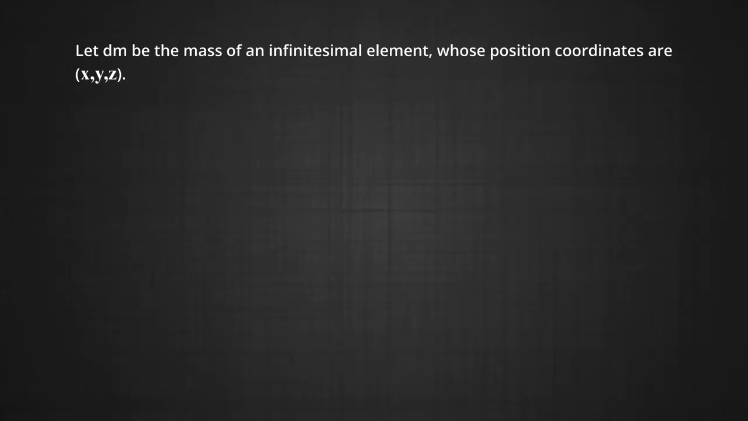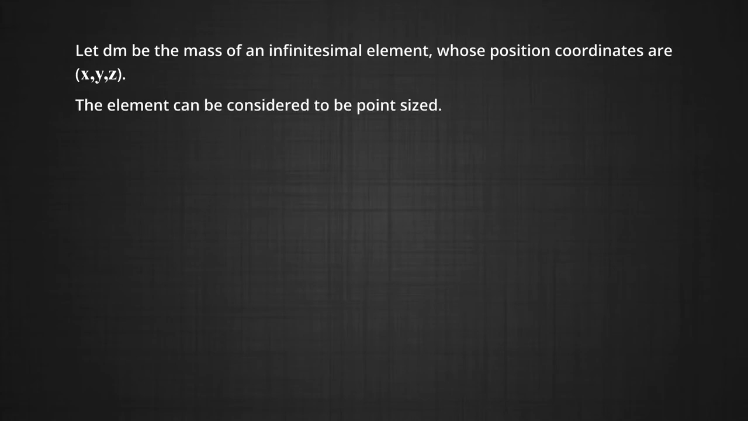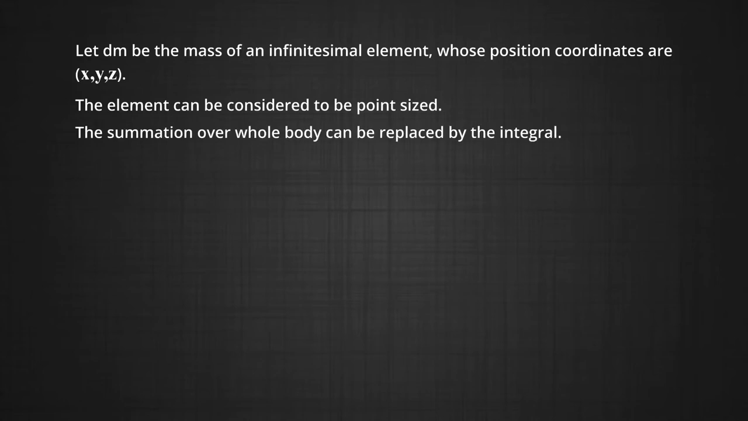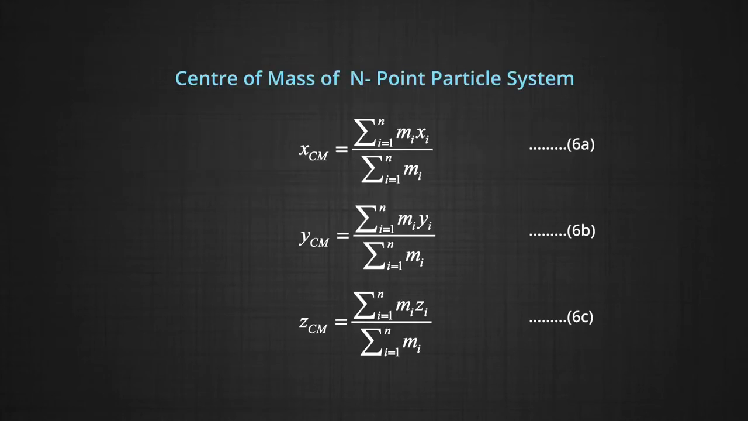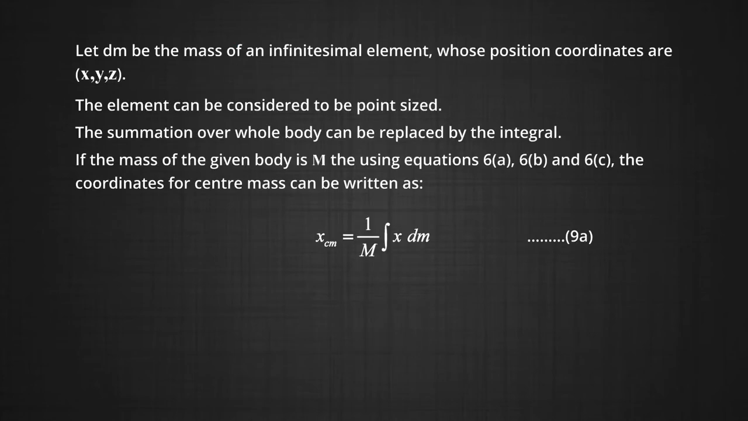Let dm be the mass of an infinitely small element whose position coordinates are given as x, y, z. The elements can be considered to be point size. The summation over the whole body can be replaced by the integral. If the mass of the given body is, let's say, capital M, then equations 6a, 6b and 6c can be rewritten in terms of the integral. The x coordinate of the center of mass can be written as 1 upon capital M, which is the total mass, integral x dm. Remember, the integral is done over the mass of the element.